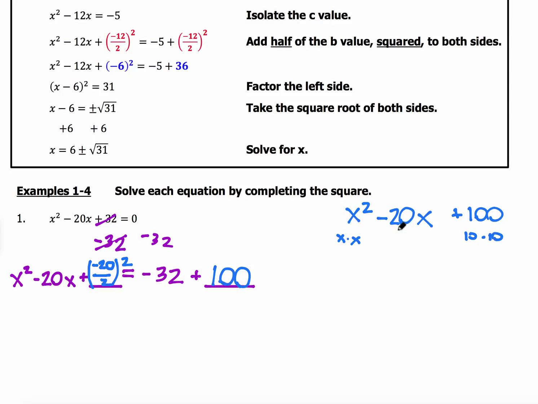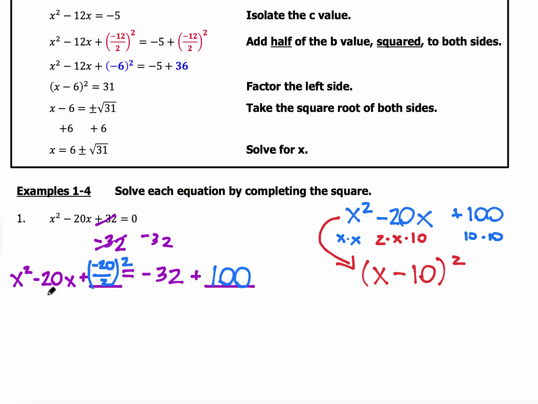And the middle term must be twice this square root times this square root. So let's look at that. For this one, it's x times 10 times 2. 2 times x times 10 is 20x. So this is a perfect square trinomial, and this allows you to factor it into the following: x minus 10 quantity squared.